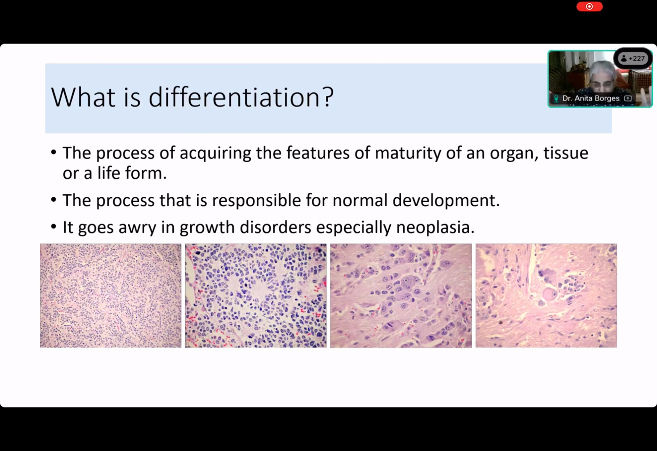Now, you can have differentiation. You have it every day in the bone marrow. There's a process of differentiation in your red blood cells, that means in the erythroid series, in the granulocytic series, in the megakaryocytic series. That is the process by which the stem cell of the erythroid series becomes a fully matured RBC.